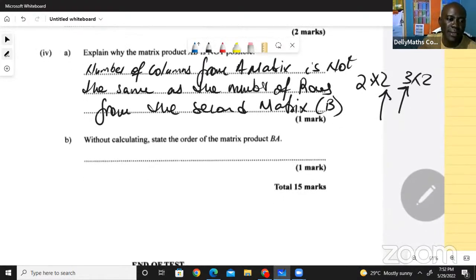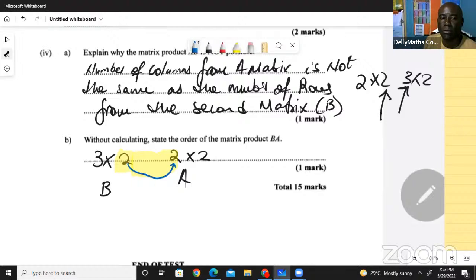Without calculating, state the order of the matrix BA. Now, the matrix B is a 3 by 2 matrix. So this is matrix B. Matrix A is a 2 by 2 matrix. So hence we have BA. These two numbers here will tell you that it can work. All right, so normally say, okay, yes, it can work. All right, so I'll say yes.